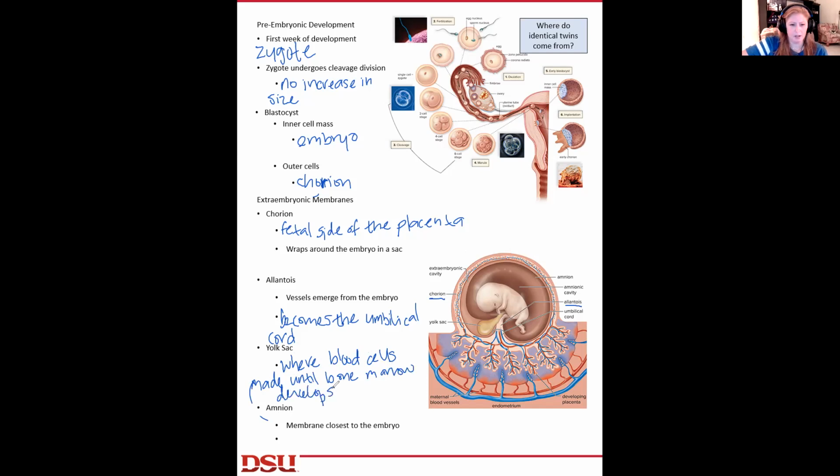Then we have the amnion. The amnion is the membrane that's going to be closest to the embryo, and its job is to help cushion and protect.